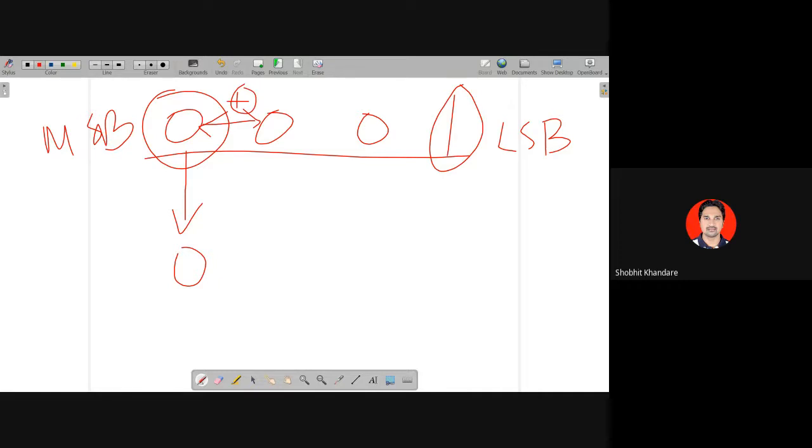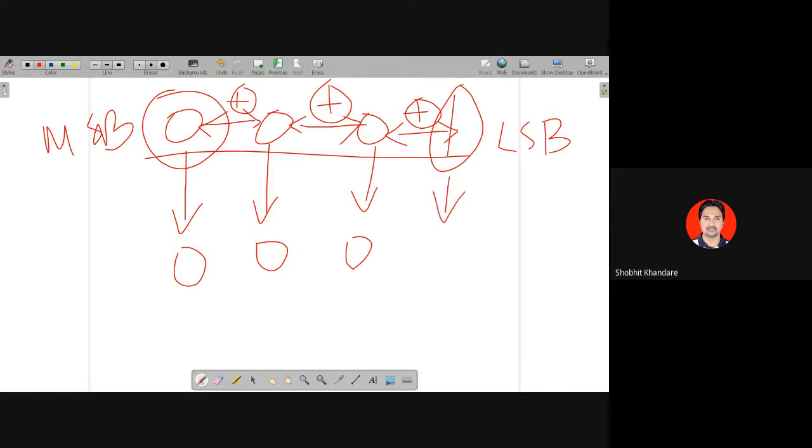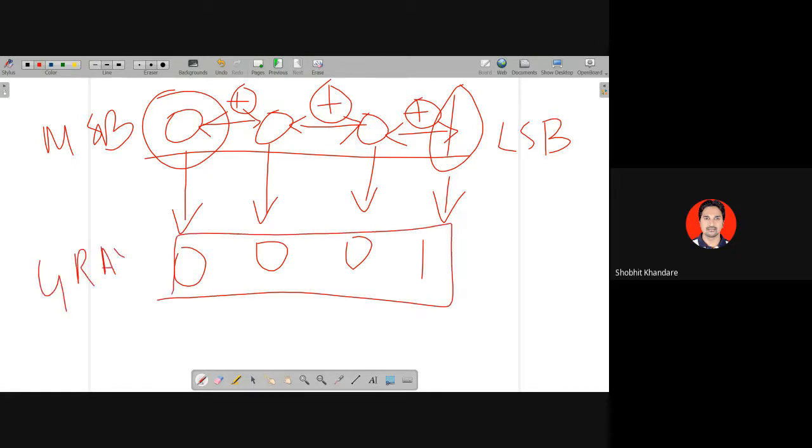So 0 XOR 0 gives you how much? 0. Okay, so that 0 will be written here. Again, do the XORing on the adjacent bits. So 0 XOR 0 gives you how much? 0. So 0 will be written here. Then again carry out the same procedure. Do the XORing operation on the next adjacent bits. So it is 0 XOR 1. It gives you 1. So this is the gray code for decimal number 1.